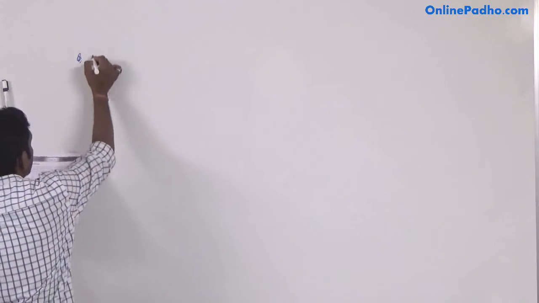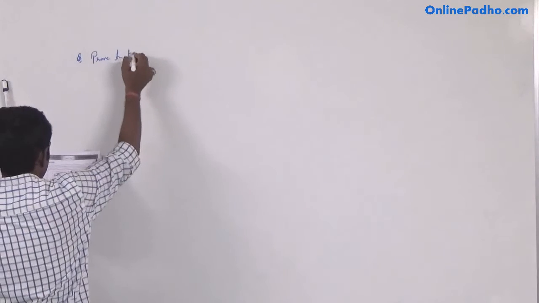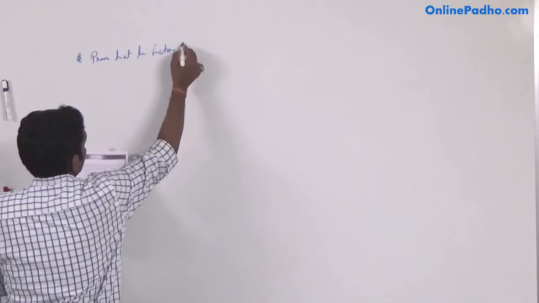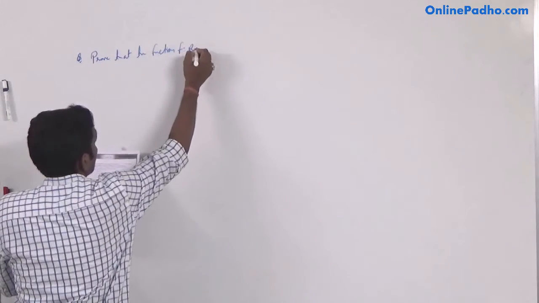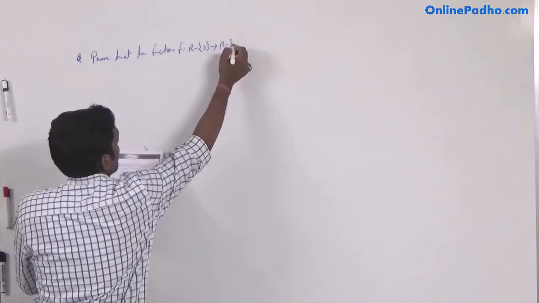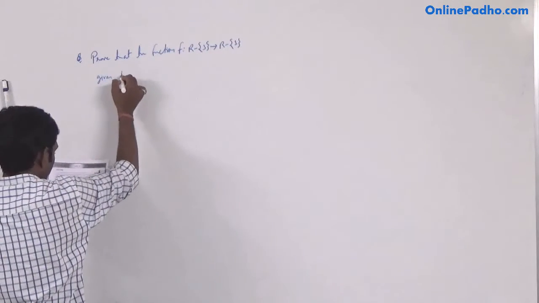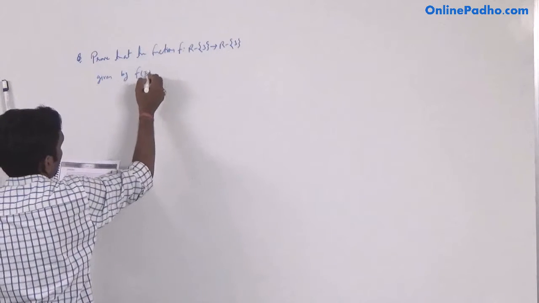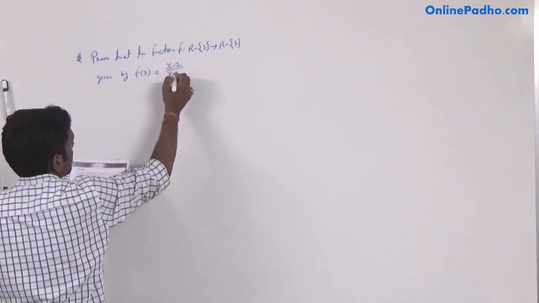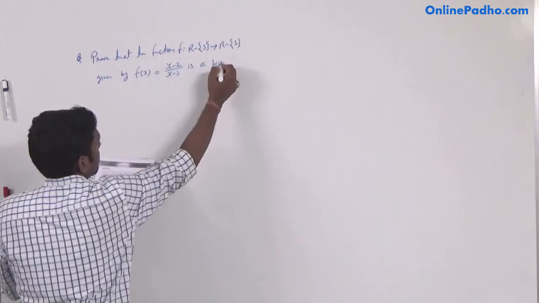Question is: prove that the function f from the real numbers minus 3 to the real numbers minus 1, given by f(x) equal to (x minus 2) by (x minus 3), is a bijection.